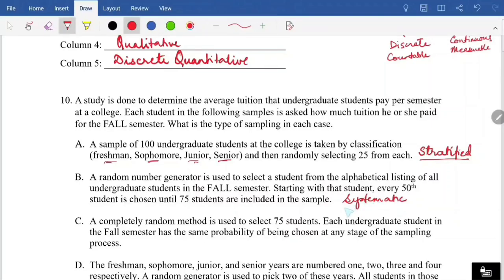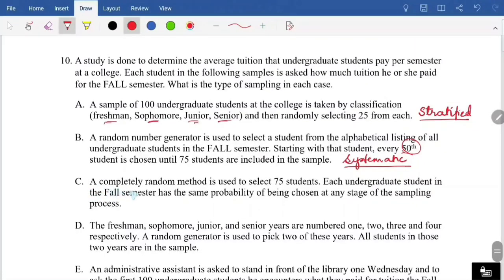All right, systematic means you are moving through the rows in a systematic manner. Every 50th student in this case, right? They are going and picking every 50th. There's a system, a certain pattern you're following. That makes it systematic.